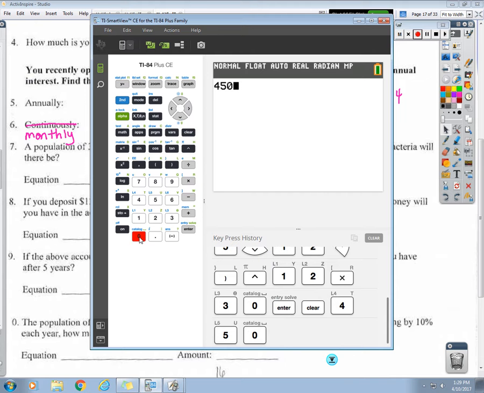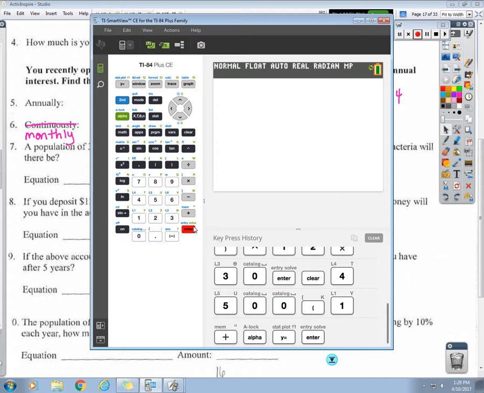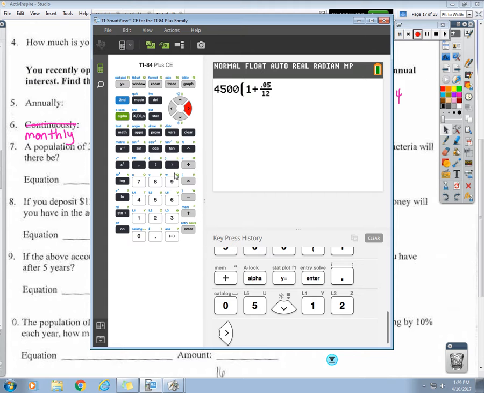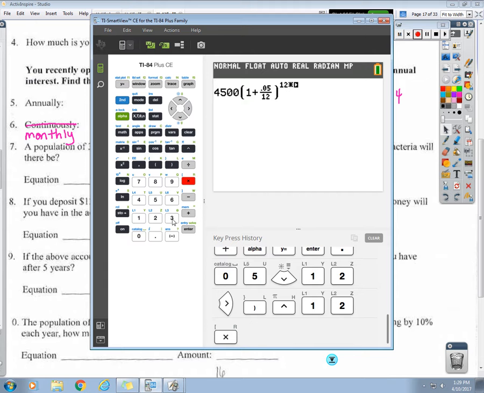4,500, open parenthesis, 1 plus, it's a fraction, so we can do alpha y equals n over d, and then the numerator is our rate, the denominator is how many times it's compounded, and then the exponent is how many times it's compounded times how many years it will occur. And you get $20,104.85.